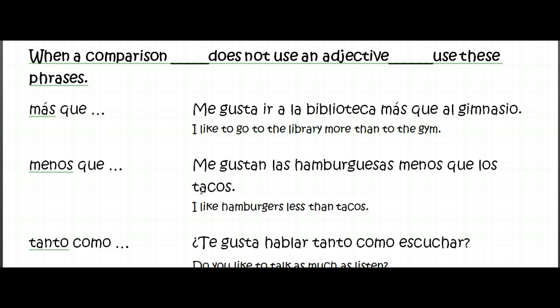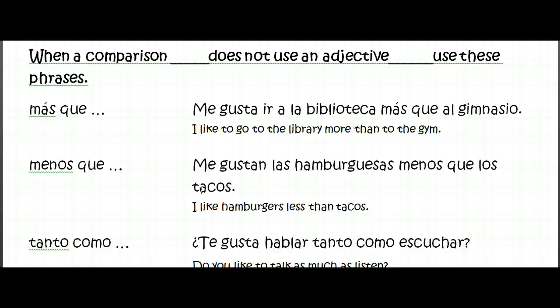So, me gusta ir a la biblioteca más que al gimnasio. So, you're not comparing two things with an adjective, you're just comparing something that is more than something else. So, like, I like to go to the library more than to the gym. So, you're not saying that the library is more fun than the gym, you just like to go there more than the gym.